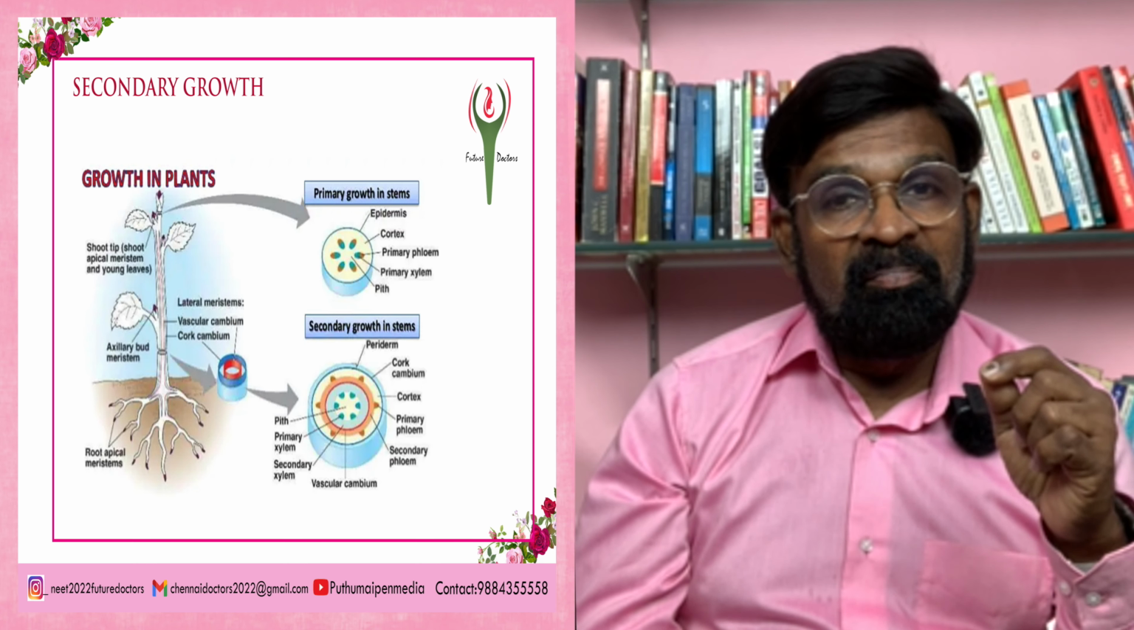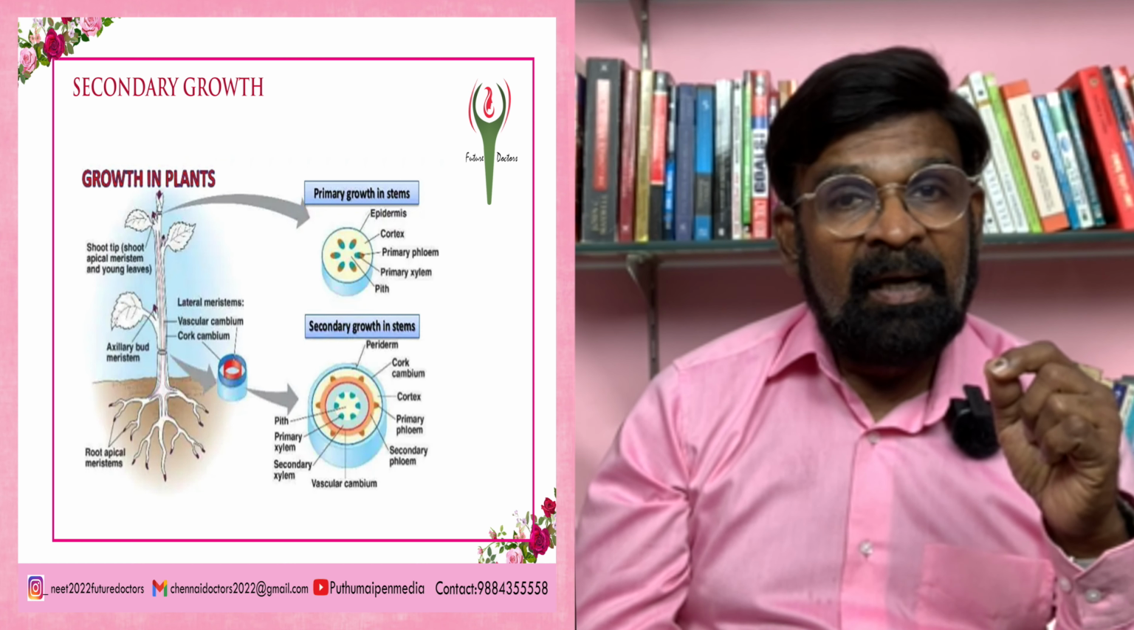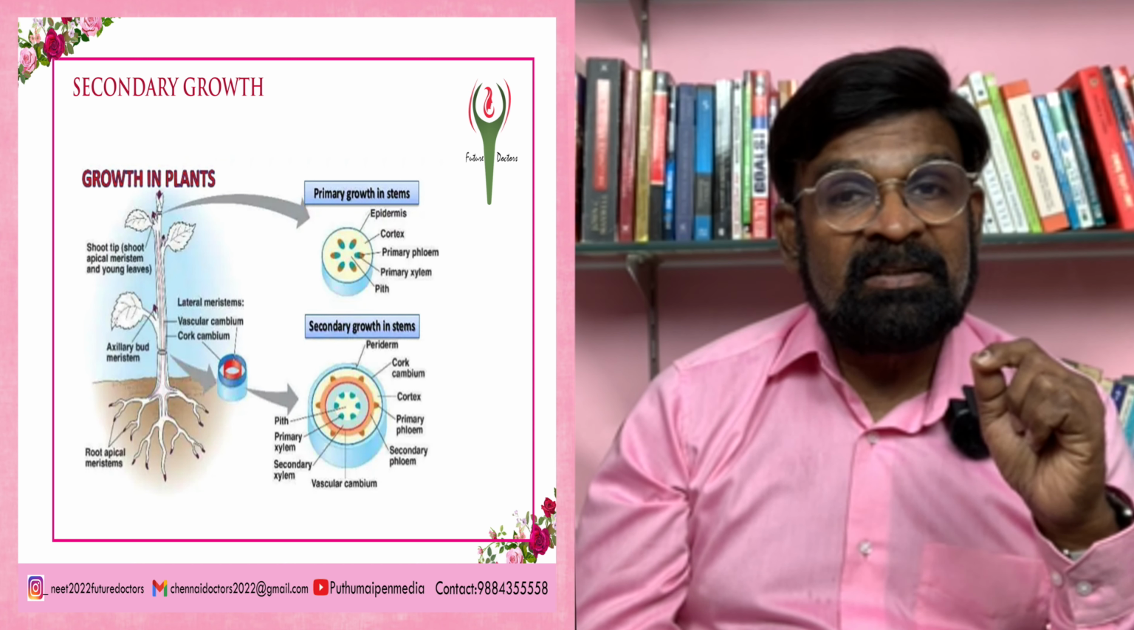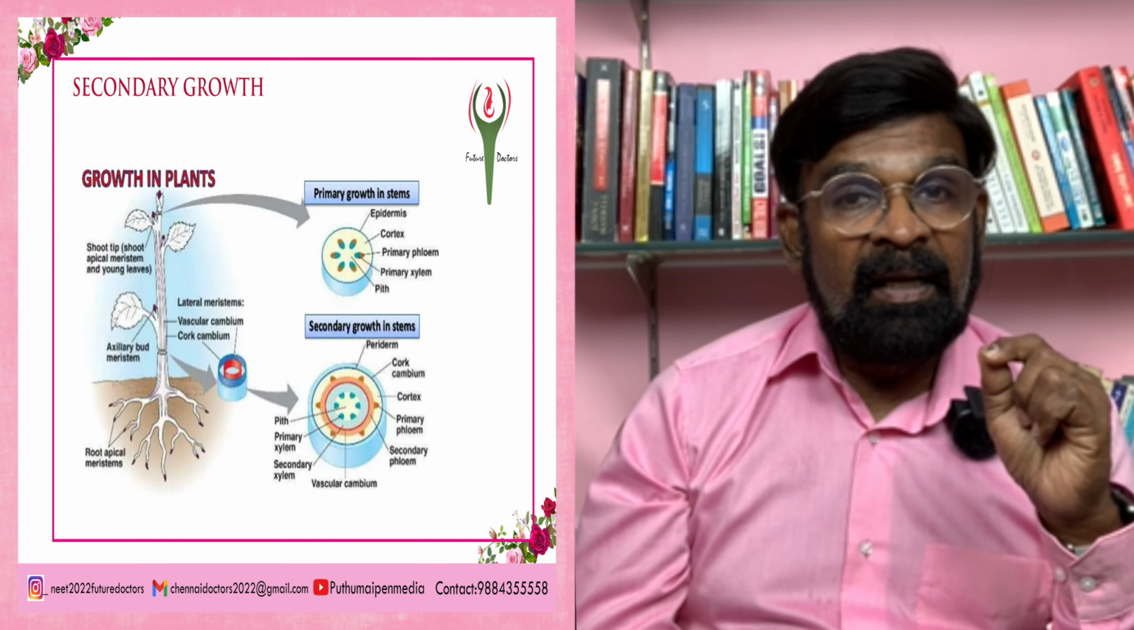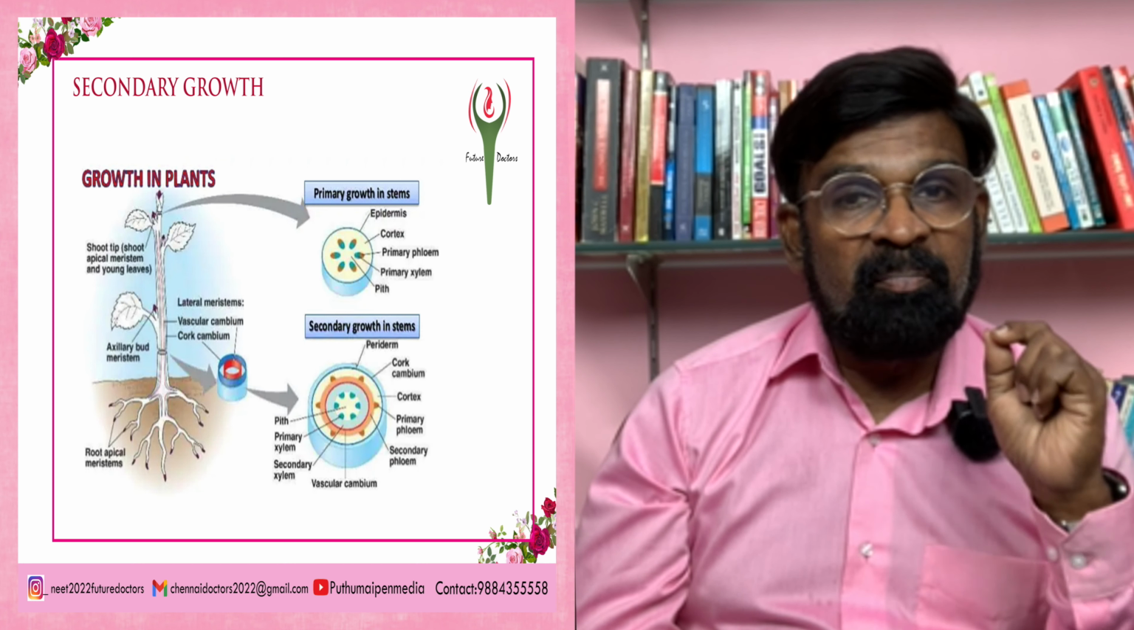Vascular cambium: the meristematic layer that is responsible for cutting off vascular tissues such as xylem and phloem is called vascular cambium.